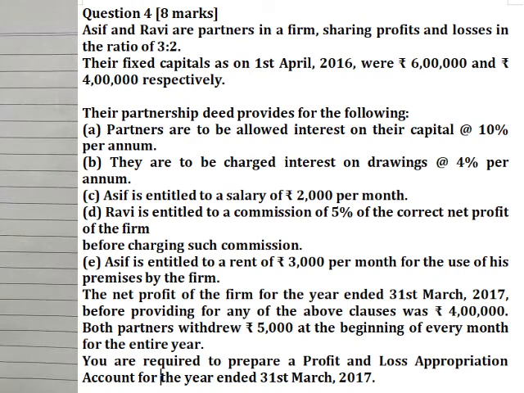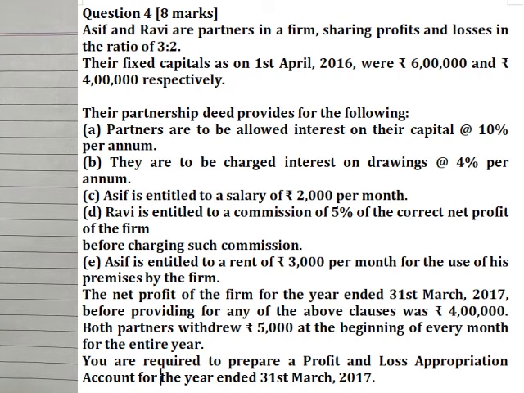The next question had been asked for 8 marks in 2018. In this question, we have to prepare the profit and loss appropriation account for the year ended 31st March 2017. It is given in the question that there are two partners who share the profit and loss in the ratio 3:2. Their fixed capitals have been provided.